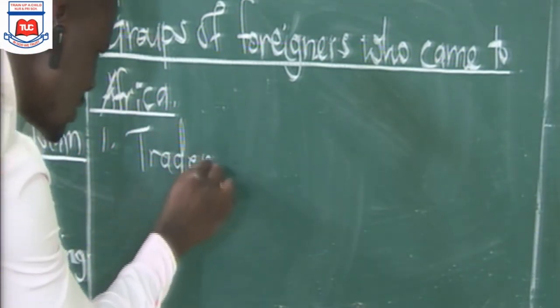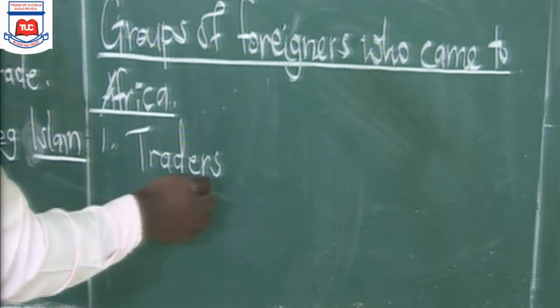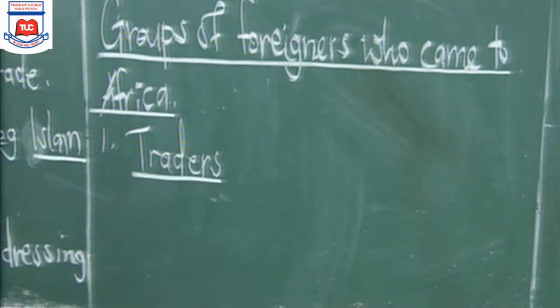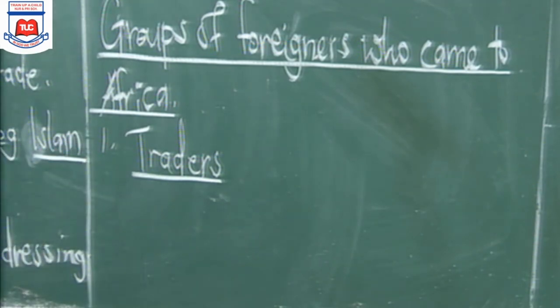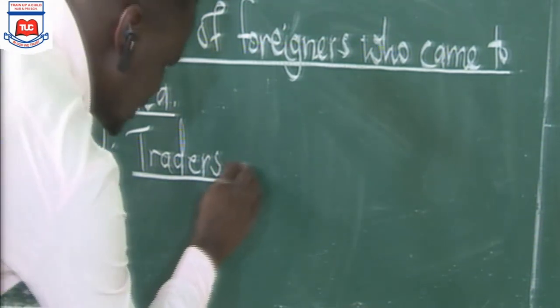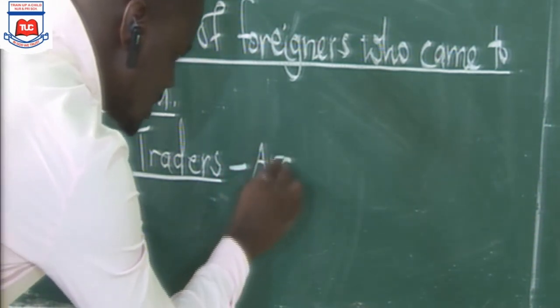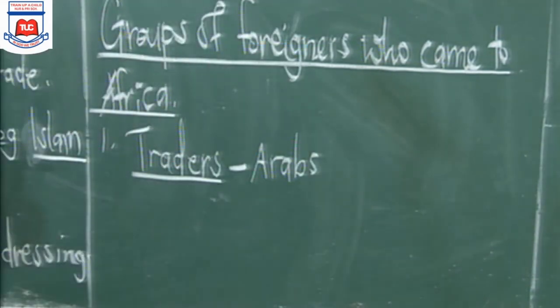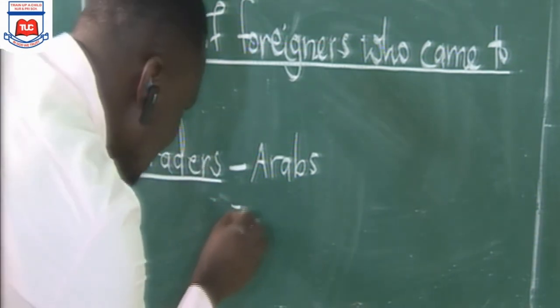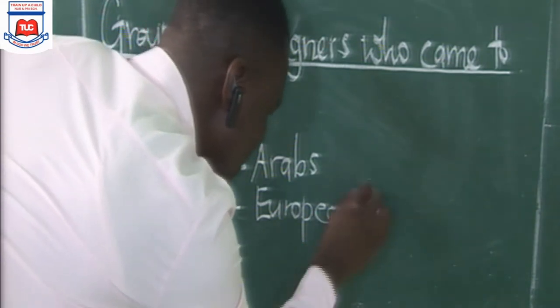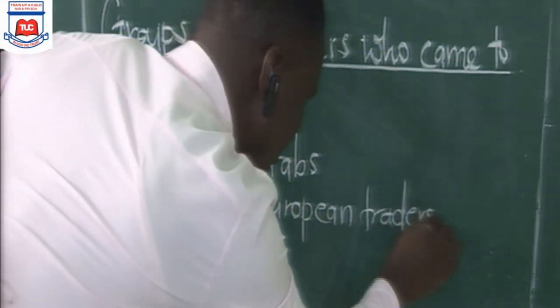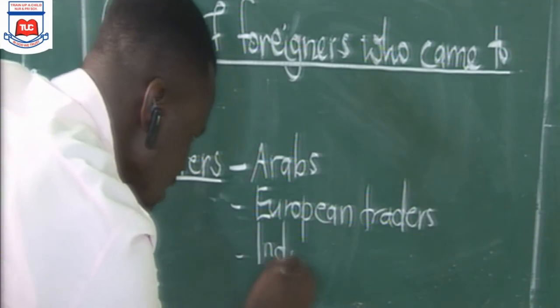We shall have the group that we call traders, meaning that these were people who were interested in carrying out trade. Now, in this group, we are going to have very many subgroups, including the Arabs. Then we shall be having European traders. We have the Indian traders.